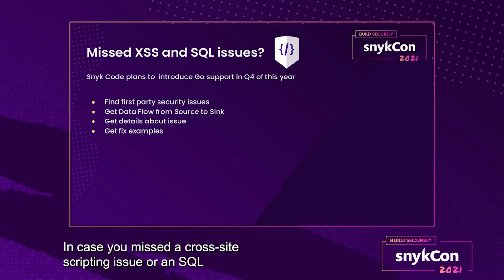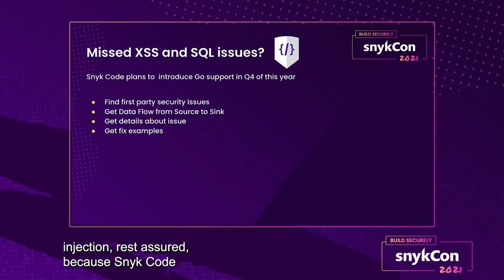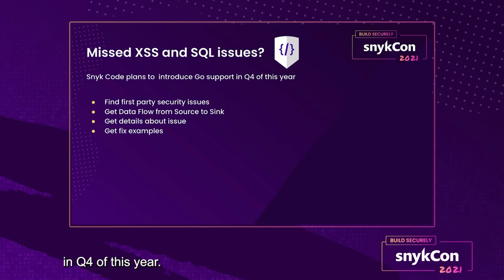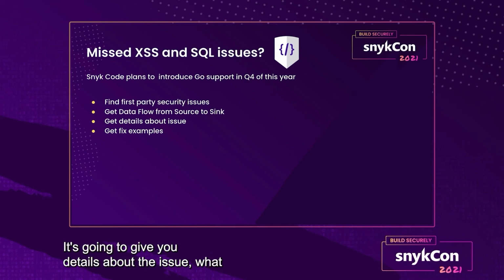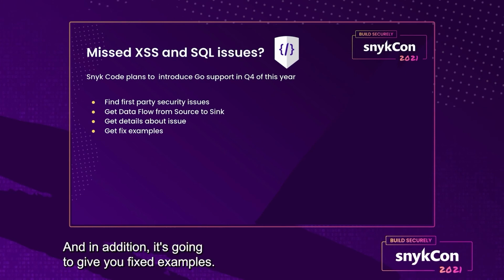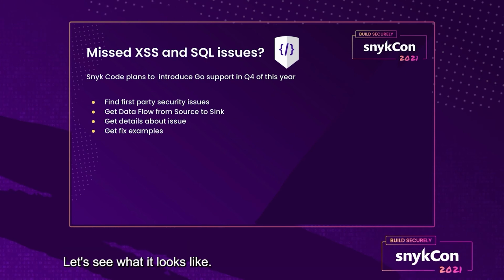In case you missed a cross-site scripting issue or an SQL injection, rest assured because Snyk Code is planning on introducing support for Go in Q4 this year. This will help you find first-party security issues in your code. It will also show you the data flow from the source all the way to the sink, step by step. It's going to give you details about the issue, what this issue is, how you can prevent it, and in addition, it's going to give you fix examples.